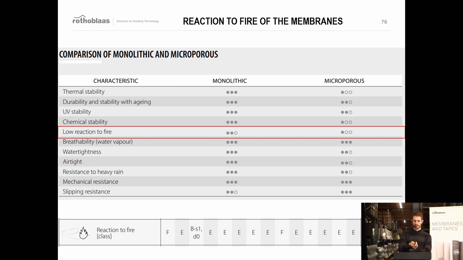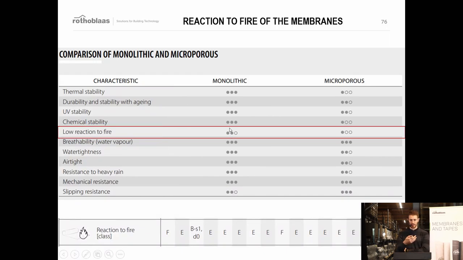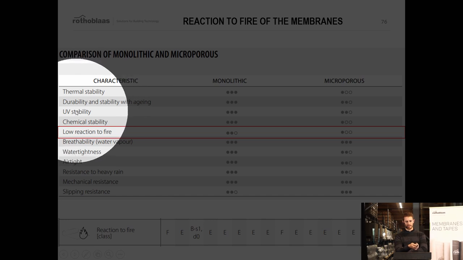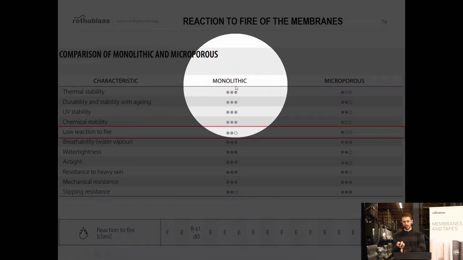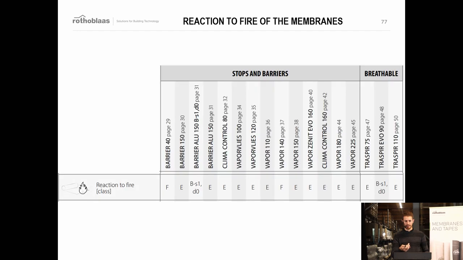And let's talk about monolithic and microporous again. As you can see in the red box, a monolithic product has a better reaction to fire than a microporous one, as well as a lot of other characteristics here: a better durability, a better UV stability, and chemical stability as well. So of course, monolithic membranes cost a little bit more, but they are more sophisticated, and they work better for all these reasons, especially now that attention to fire is always top grade in our buildings, especially in the public buildings.